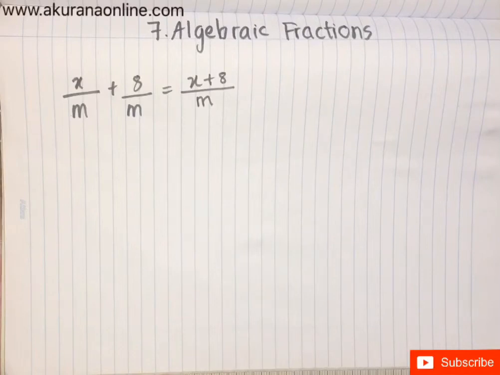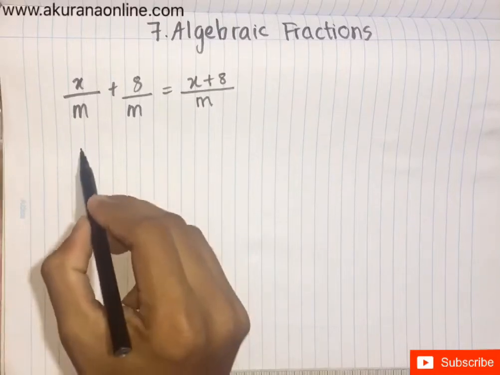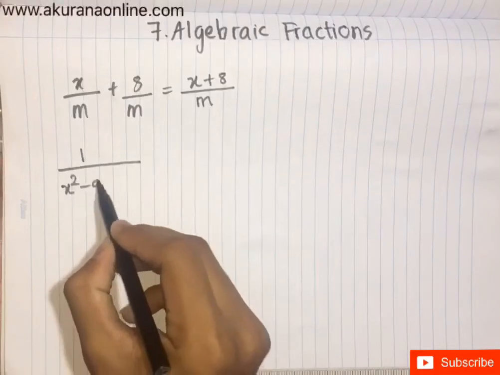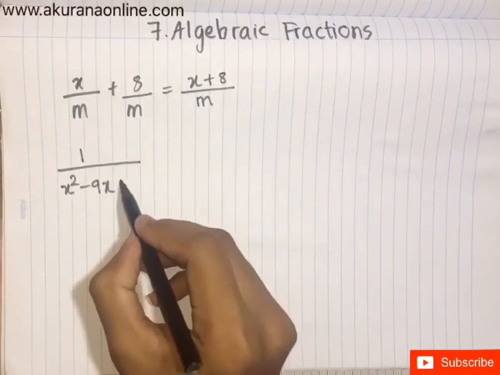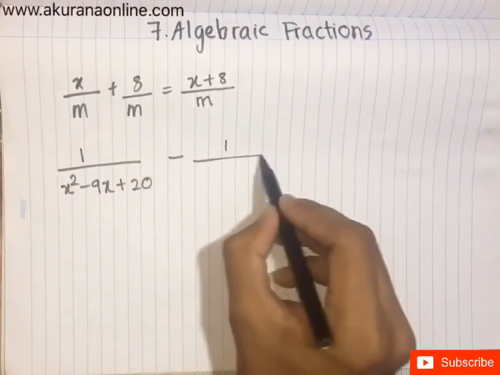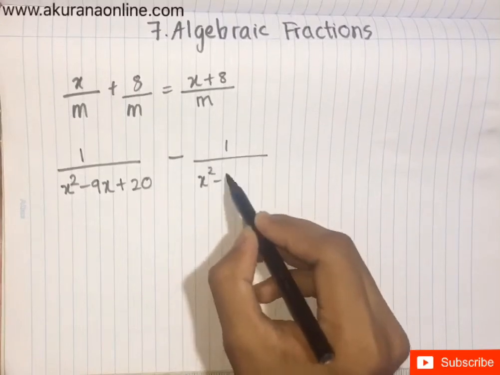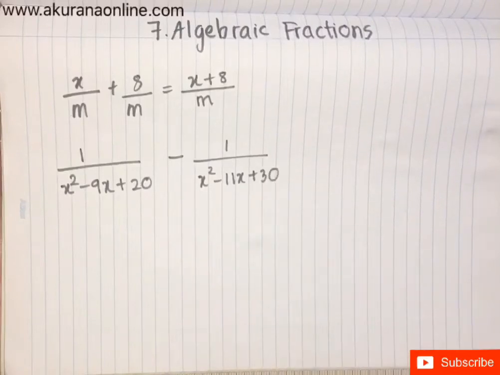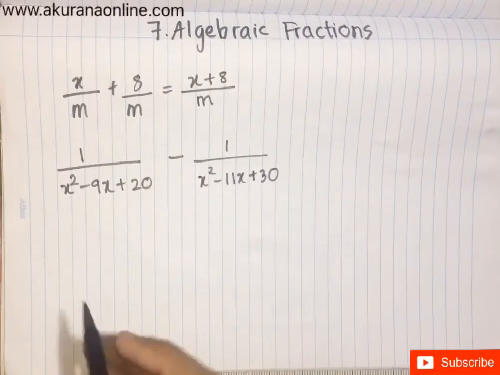Now let us check an example where the denominators are not the same. We will take this example: 1 over x squared minus 9x plus 20, from this you have to subtract 1 over x squared minus 11x plus 30. In this, the denominators have not been factorized. First we have to factorize the denominators. Now, how do you factorize?